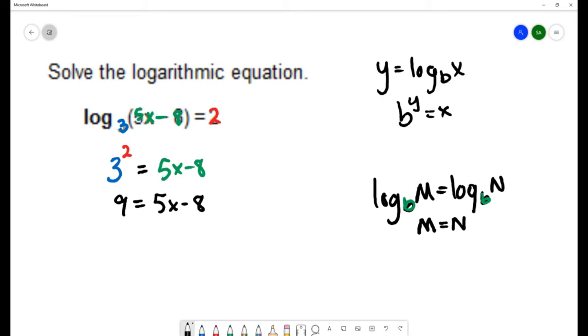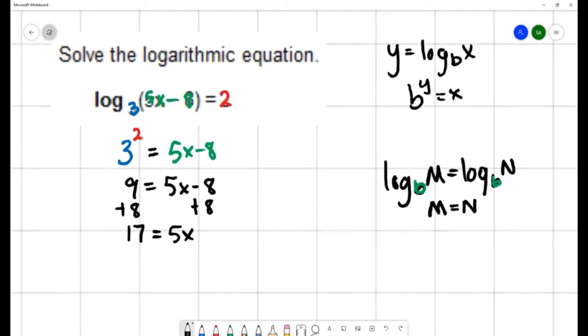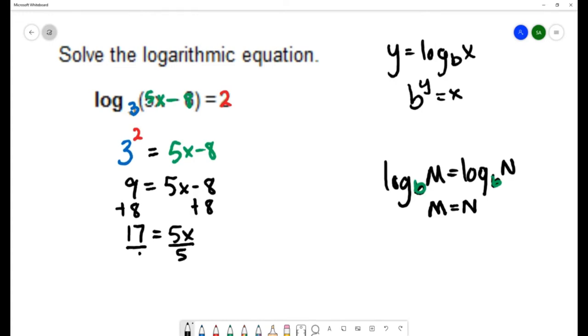I can solve this by getting x by itself. I'm going to add 8 to both sides. That gives 17 equals 5x. I'll continue solving, getting x by itself by dividing by 5, and I get x equals 17 over 5. Now with every log equation, you should check to make sure that the answer that you came up with is in the domain of the original log expression.